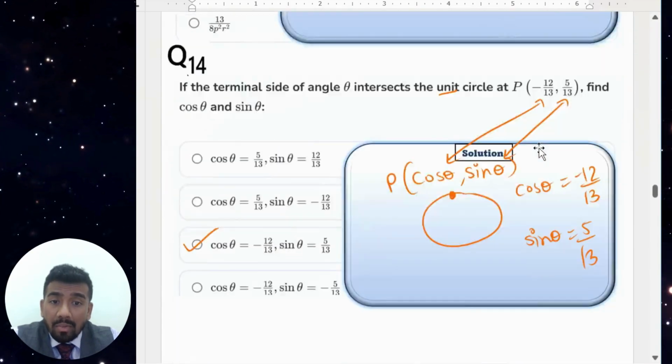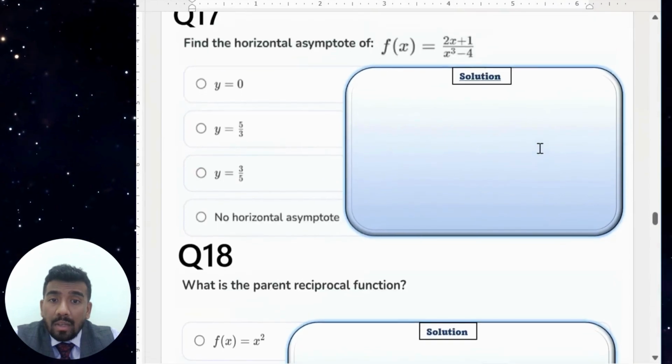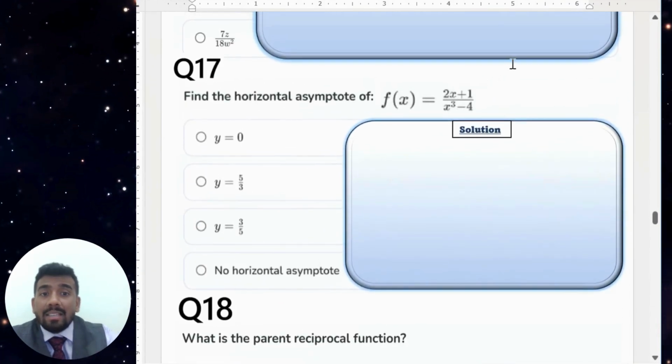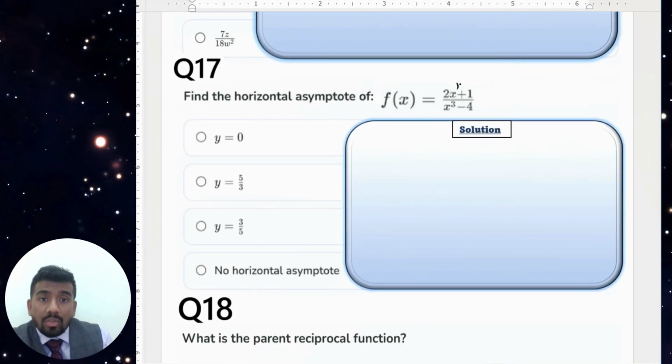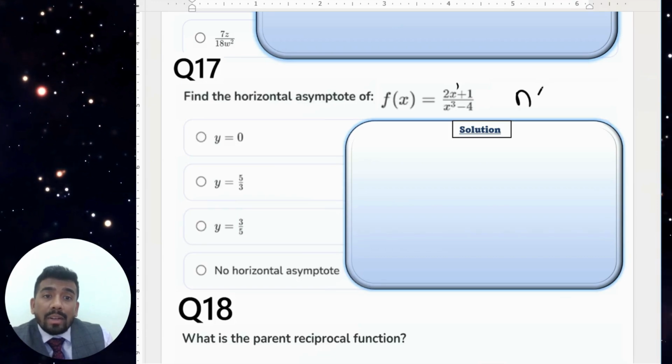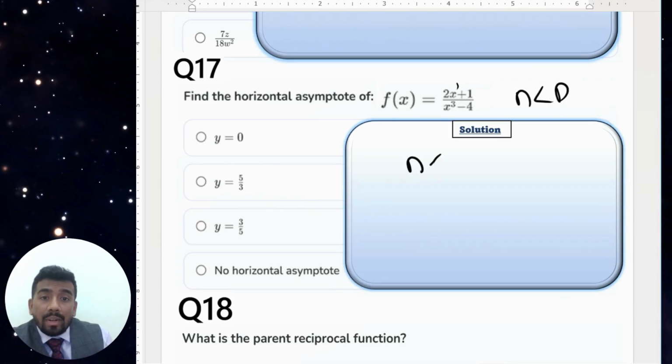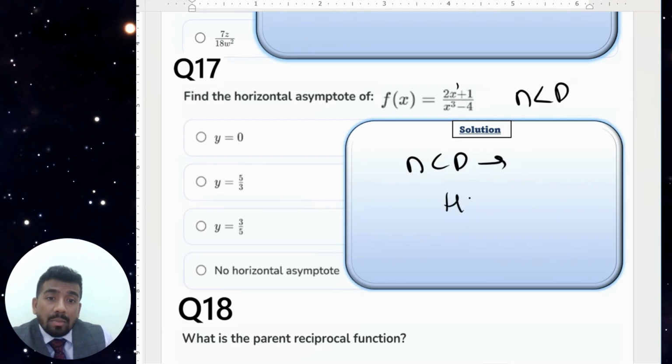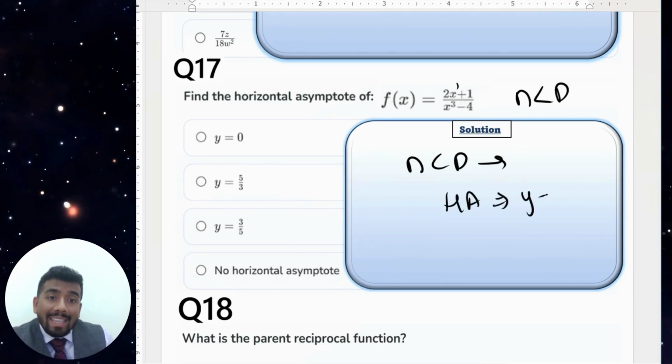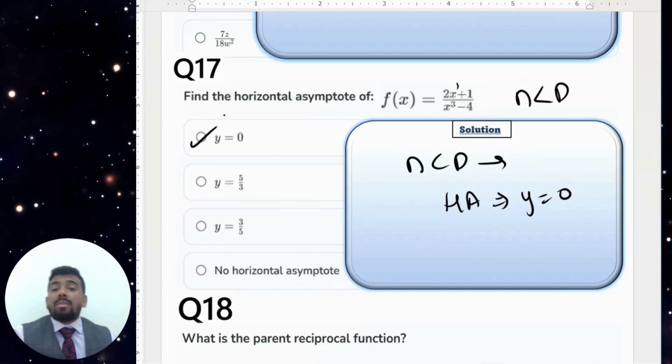Let's take the numerator power here. So what's the numerator power here? X. No power means what? 1. So here 1, here 3. So numerator is less than denominator. So if numerator is less than denominator, what's the horizontal asymptote? Y equal 0. Okay, straight away.